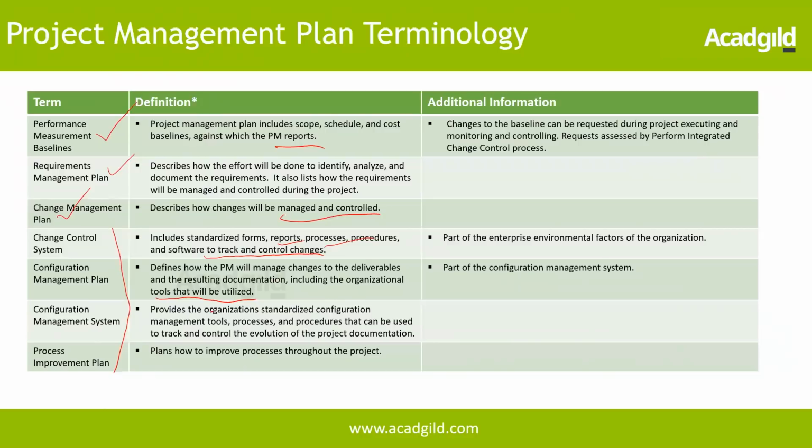And finally, you have the process improvement plan. I may have multiple processes in my project, and I need to keep improving them. I cannot say that a process I've defined once is going to be final. So I need to keep improving it, and I have a process improvement plan for that. It covers how I'm going to measure my process outputs and how I keep improving them.